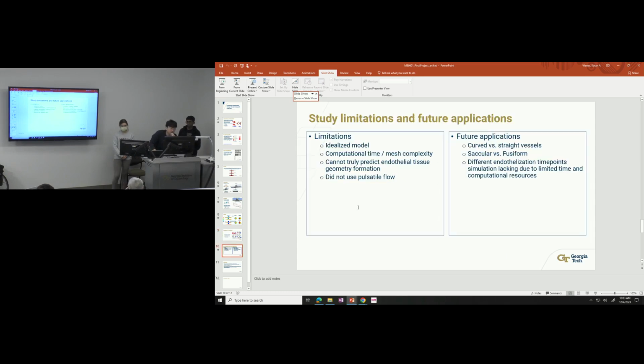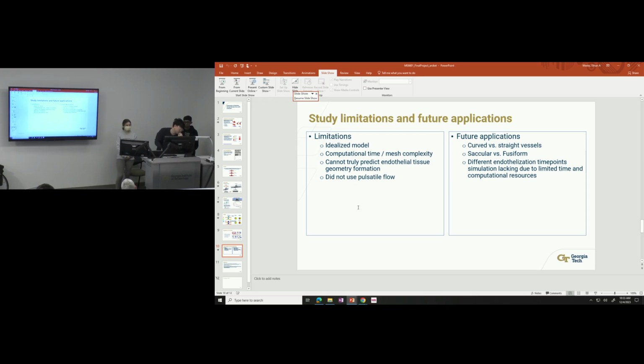So there are some limitations. Obviously, it was an idealized model, and due to time, we couldn't test most of the amazing thoughts that we had. But in future directions, we want to definitely test different endothelialization time points and how endothelialization eventually helps reduce the flow within the aneurysm sac.